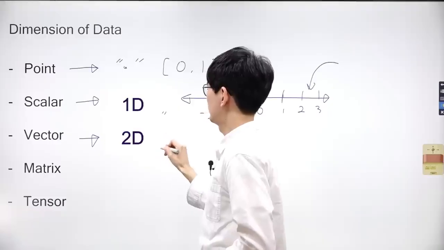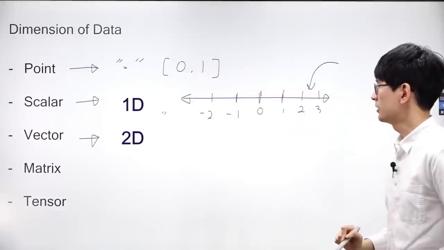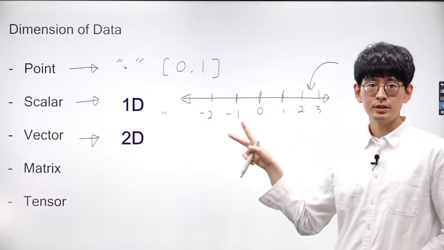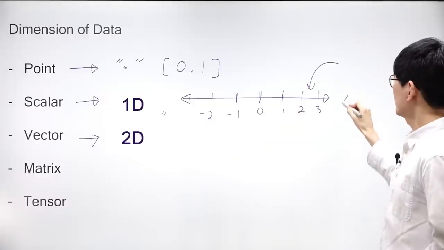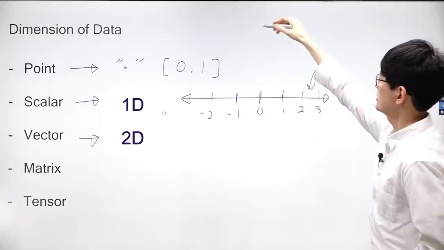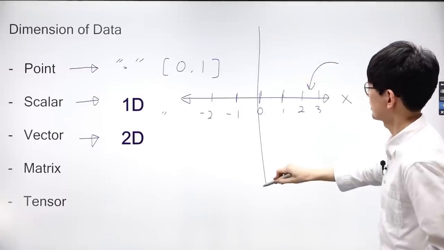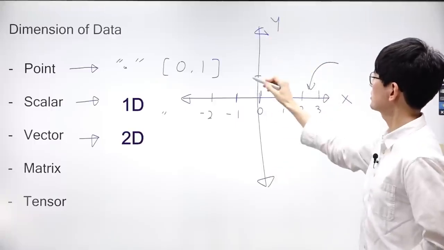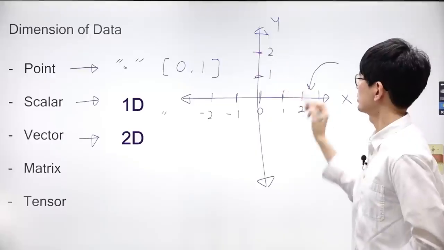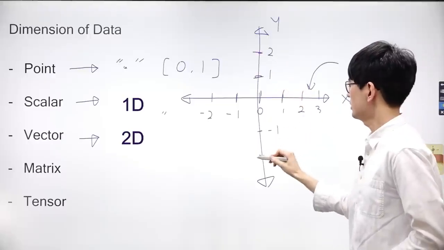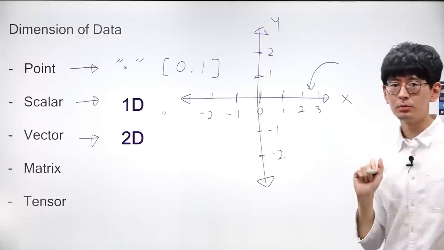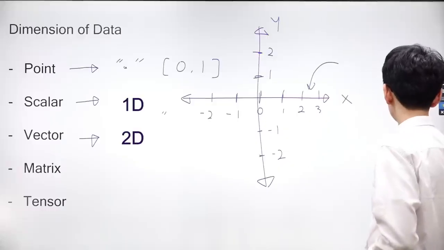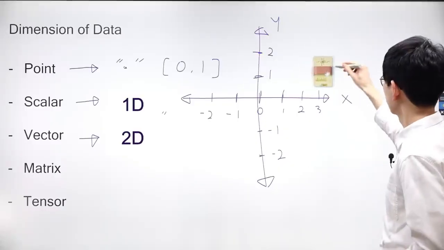Vectors, on the other hand, start increasing in dimensions. They are two-dimensional data. You can think of two-dimensional data as having two number lines. We can draw a vertical number line crossing the horizontal one. Let's call this vertical one y. It can also go 1, 2, or -1, -2. Now, how can you represent data here?